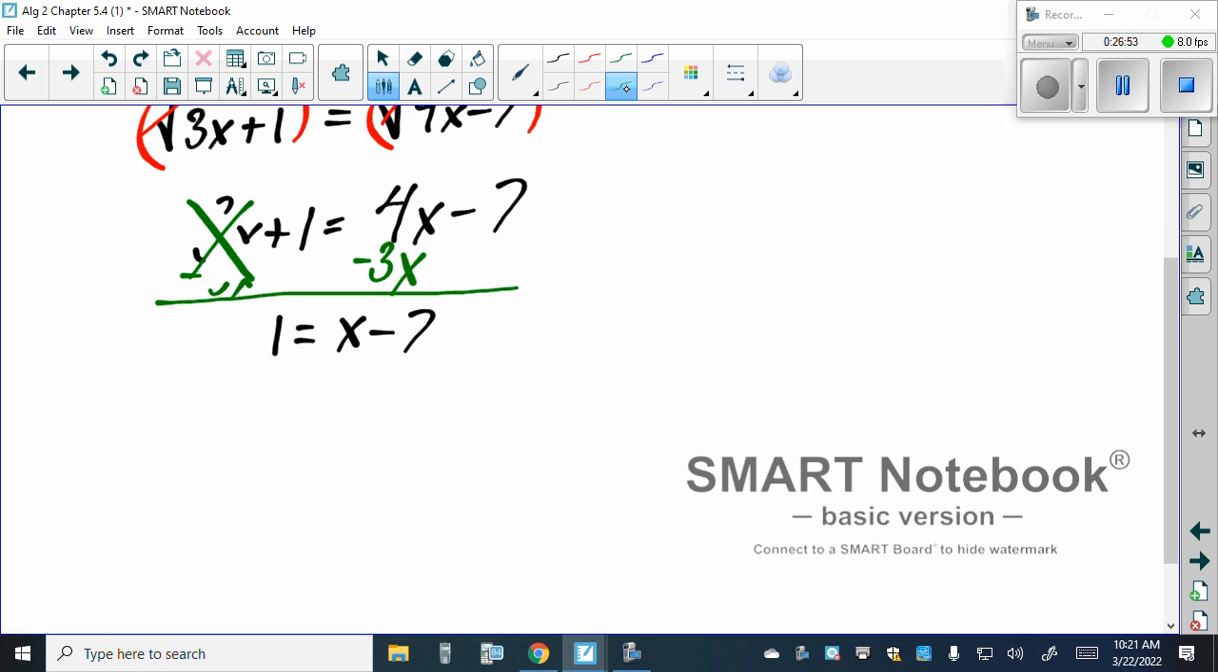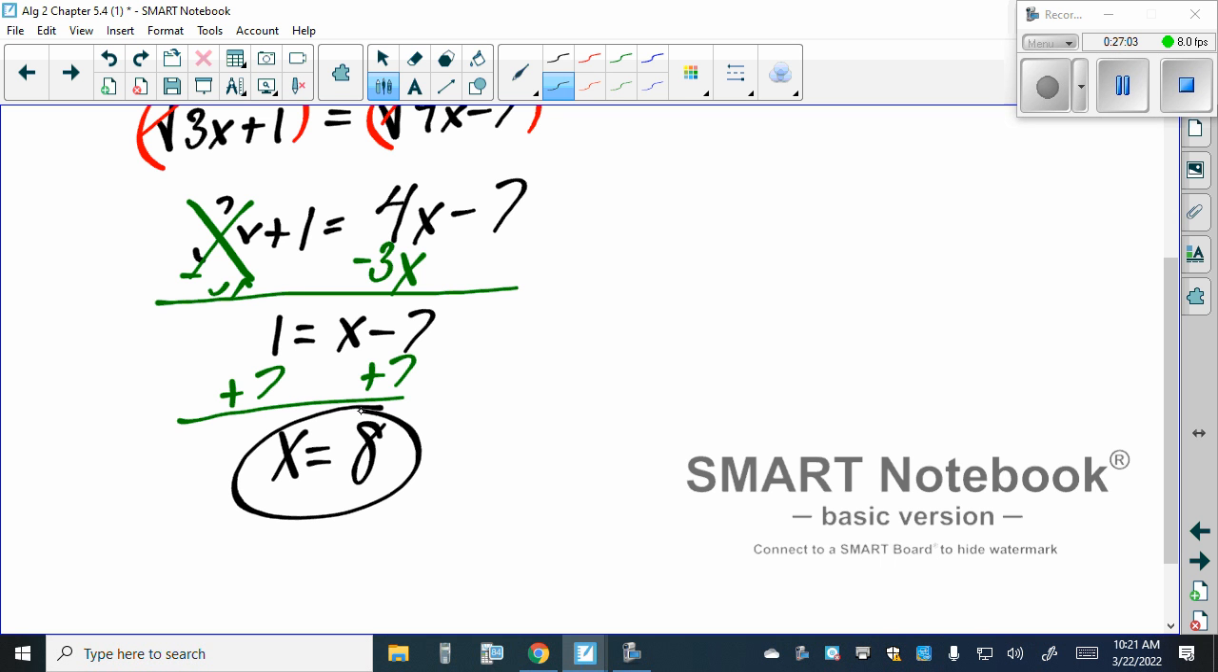Then we can add 7, telling us x is equal to 8. And again, at this point we can plug it back into the original equation to make sure that it does work. And for this one we really don't have any negatives that could possibly come up.